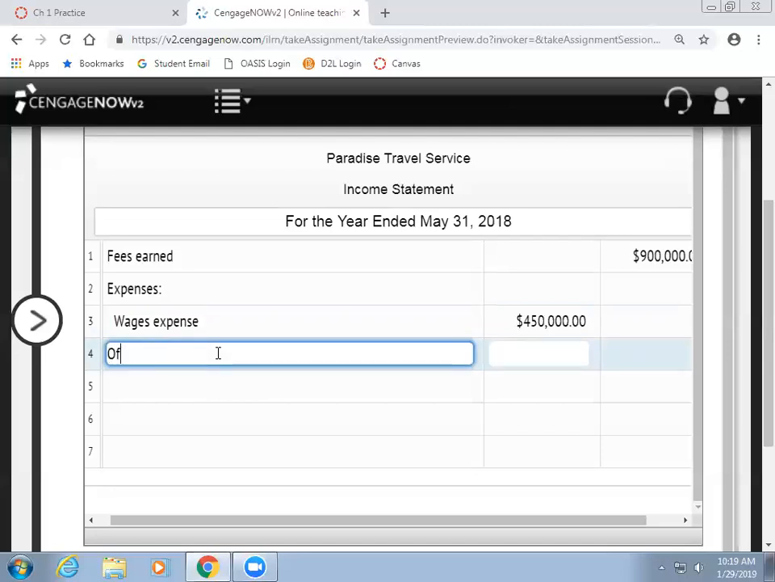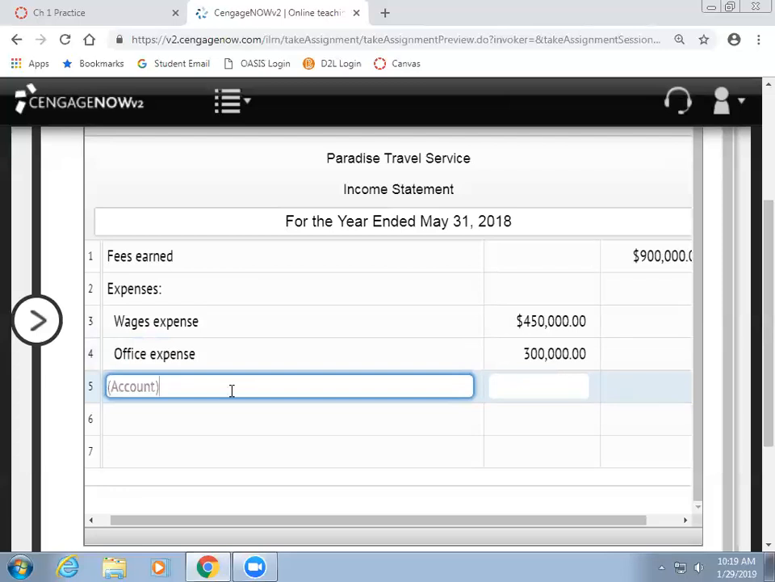On line 4, I have an office expense. Office expense of $300,000. And then on line 5, I have miscellaneous expense.